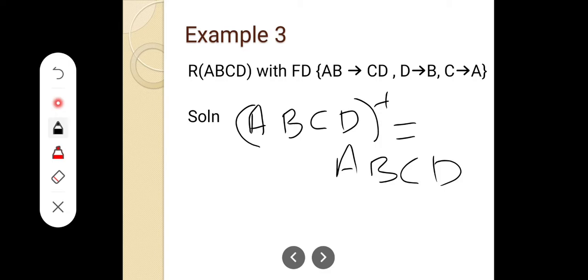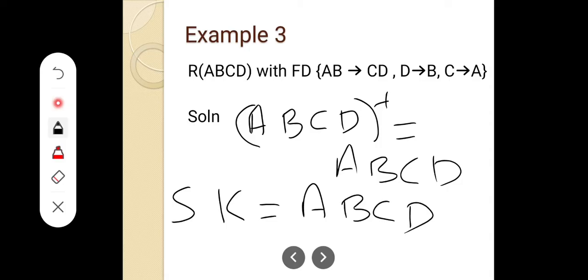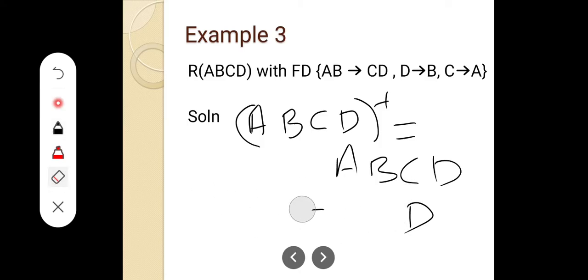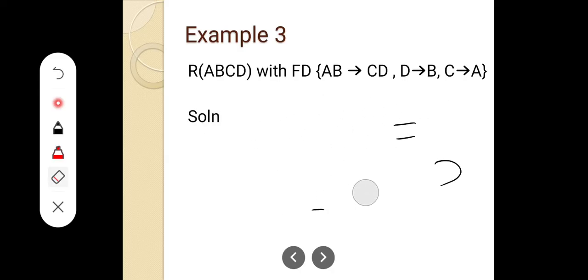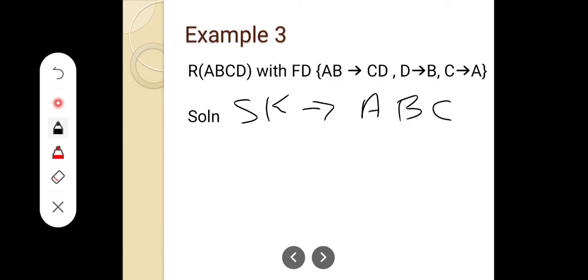So the super key is ABCD. We have found out that the super key is ABCD. How can we minimize the super key? I will just write the super key as A, B, C, D. Is there any possibility to remove any of the attributes, or minimize the super key?